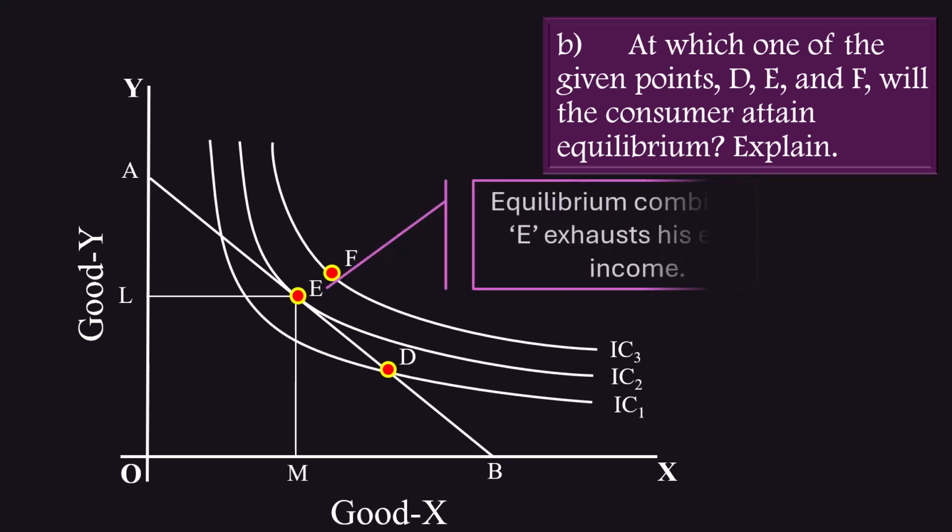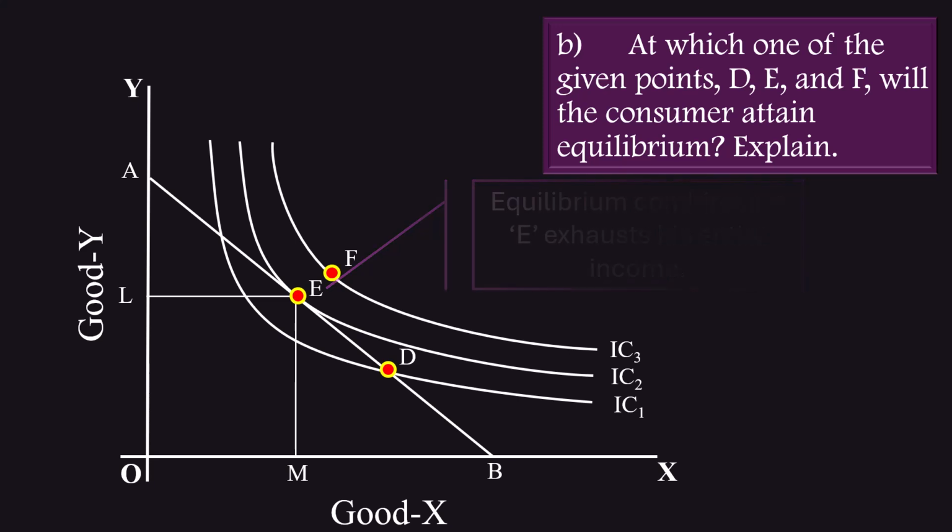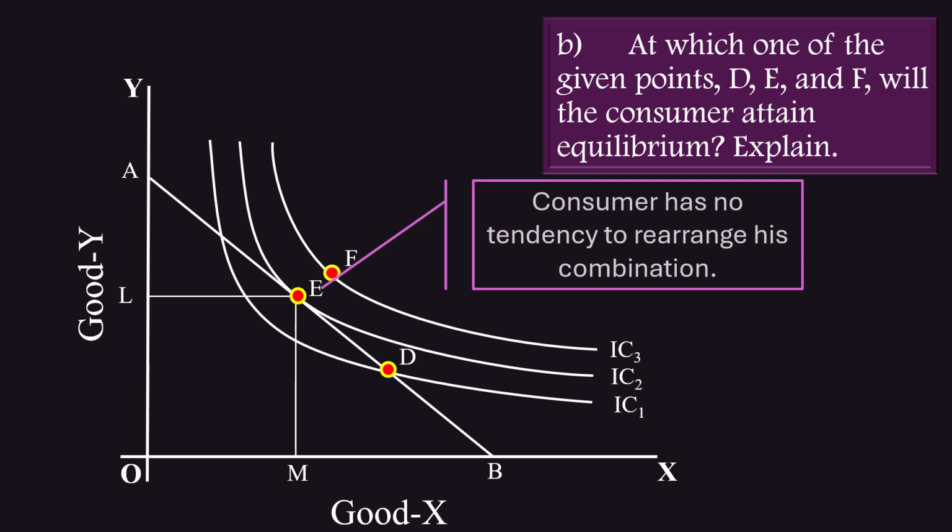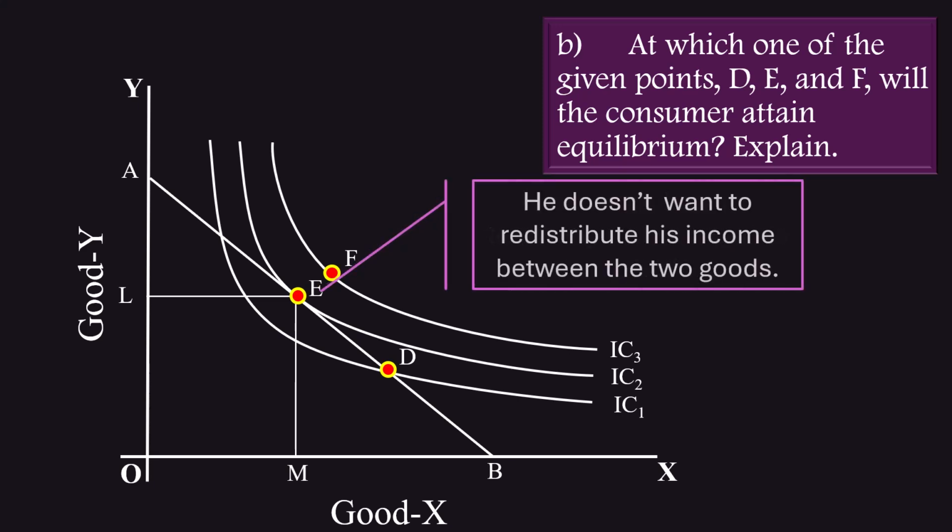3. Combination L units of good Y and M units of good X is the equilibrium combination because it exhausts his entire income. 4. After buying this combination, the consumer has no tendency to rearrange his combination. 5. Again, he does not want to redistribute his income between the two goods.